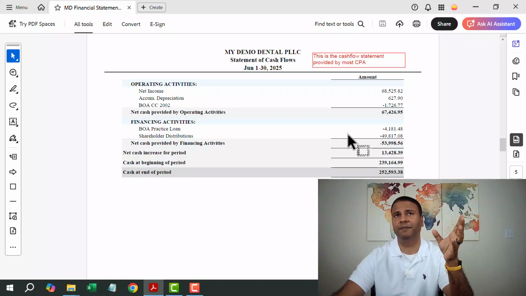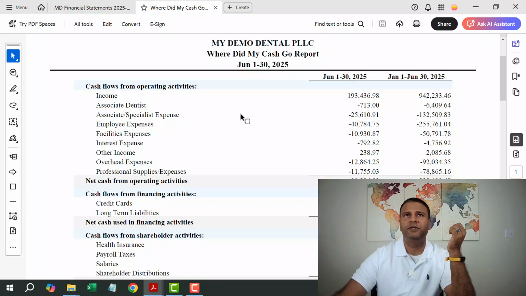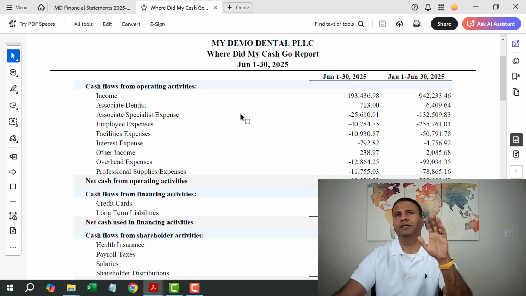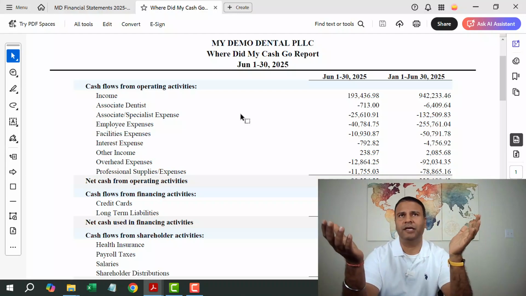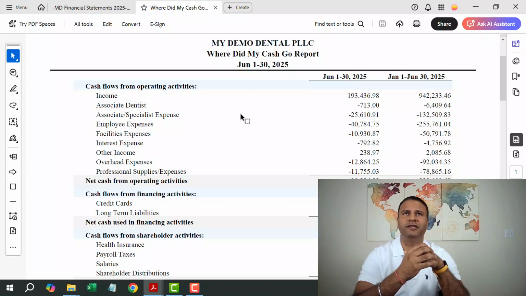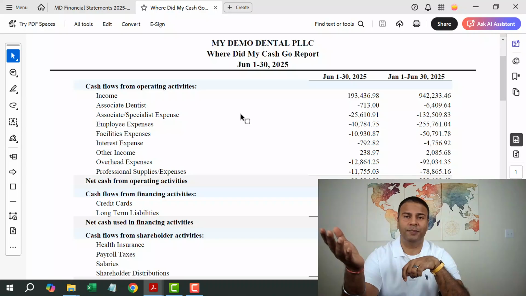It's a little bit different. So what we did was we built our own cash flow statement, and in technical terms, this would be called the statement of cash flow direct method. We like the name "Where Did My Cash Go" report a little bit better, so that's what we call it. And where this is useful is to answer the very specific question, where did my cash go?